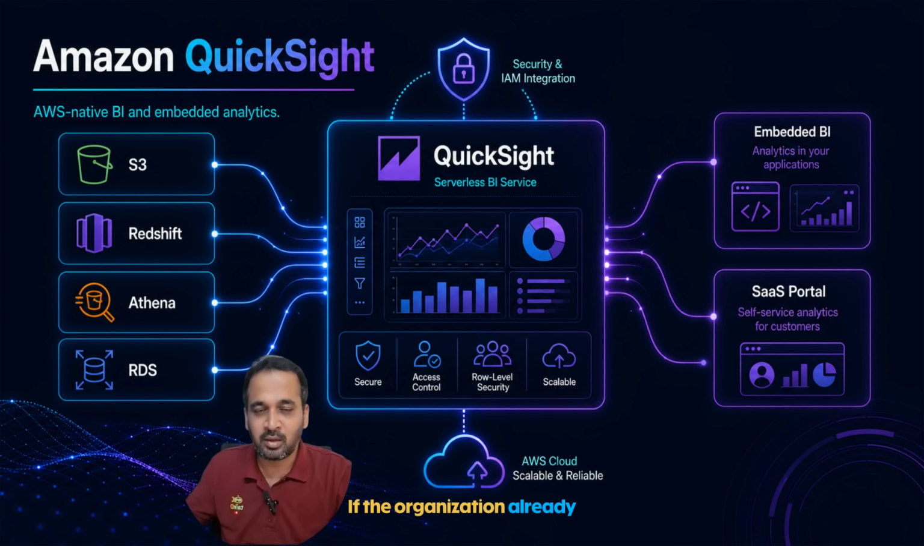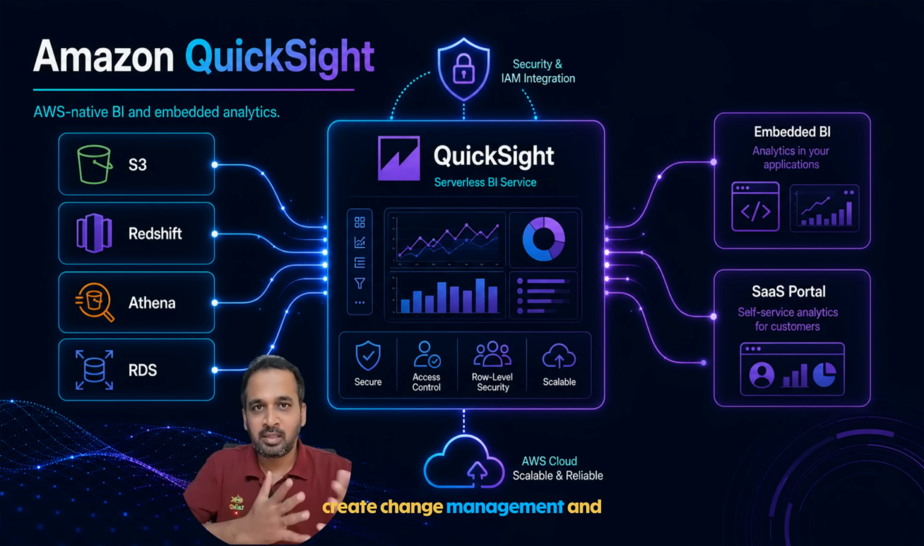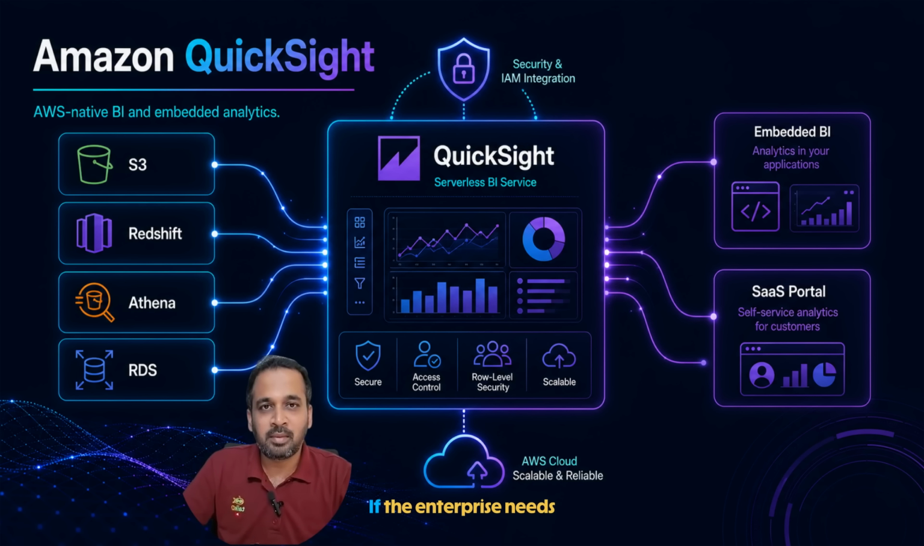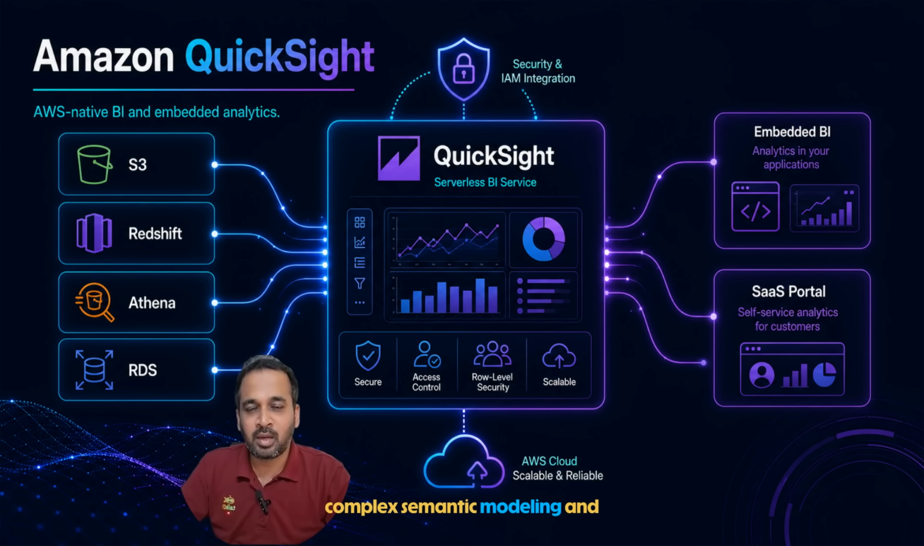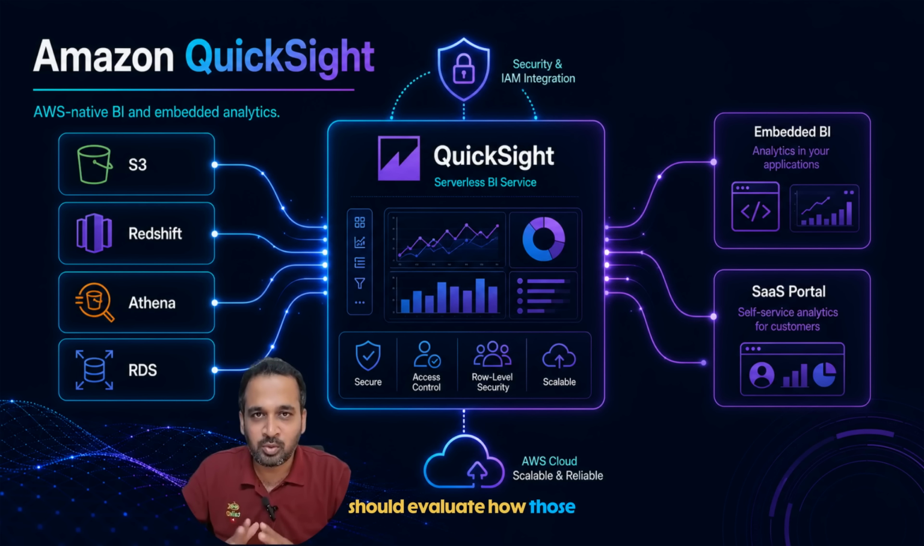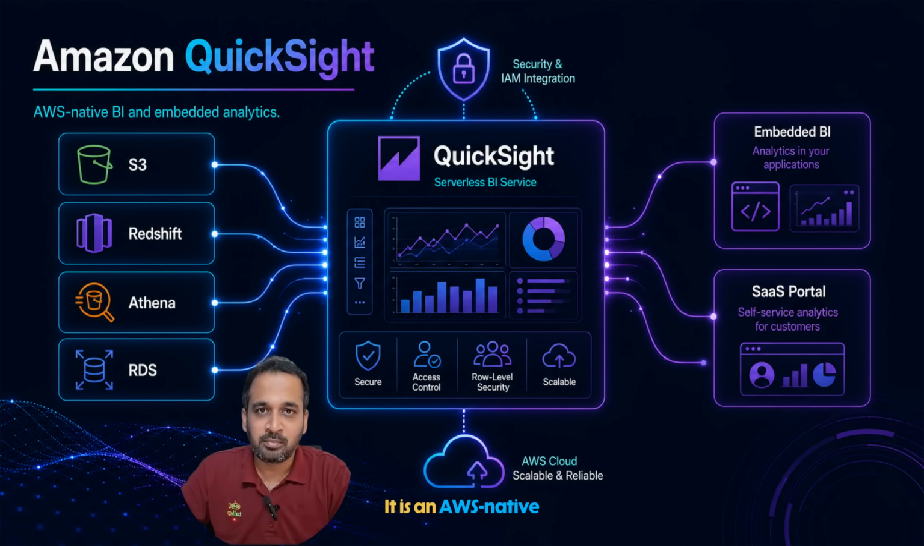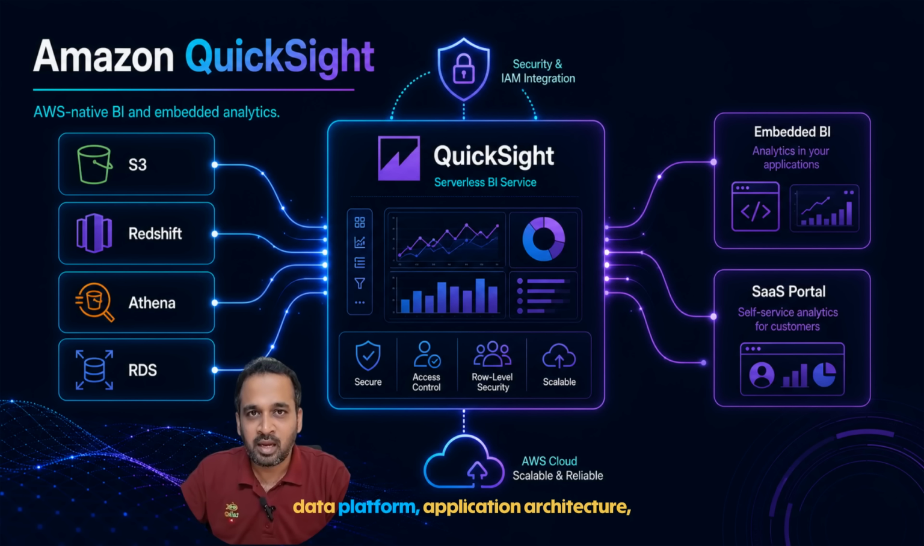If the organization already has strong Power BI or Tableau adoption, moving everything to QuickSight may create change management and skill challenges. If the enterprise needs complex semantic modeling and advanced KPI governance, architects should evaluate how those requirements will be handled. So QuickSight is not simply a cheaper BI tool, it is an AWS native BI option that makes the most sense when it fits the AWS data platform, application architecture and embedded analytics strategy.